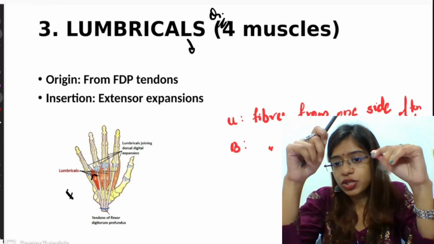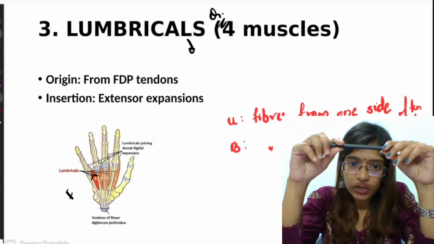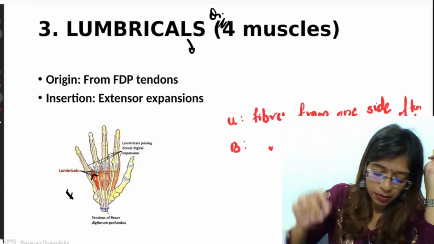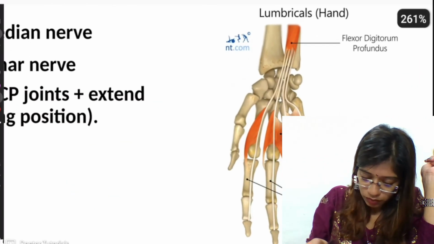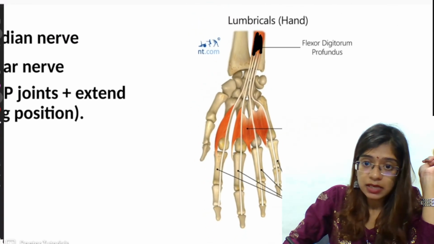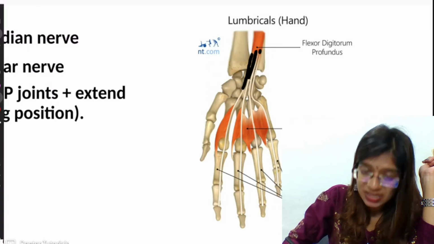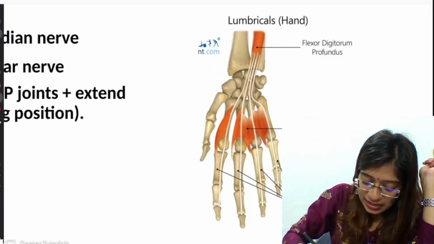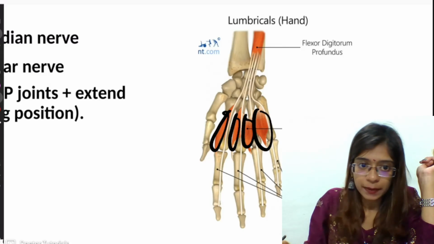So function is over, nerve supply is over. These are the important points of lumbricals. Don't forget about lumbricals. Let me show you again, look at this picture here. This is a muscle, flexor digitorum profundus, and this muscle continues as a tendon. It is from this tendon that the lumbricals arise.